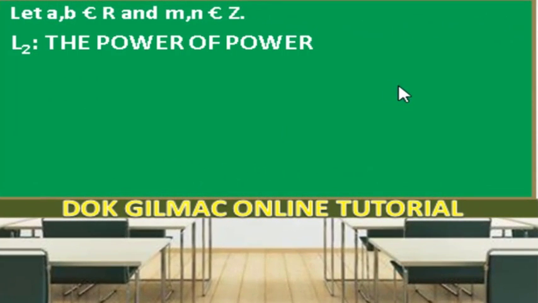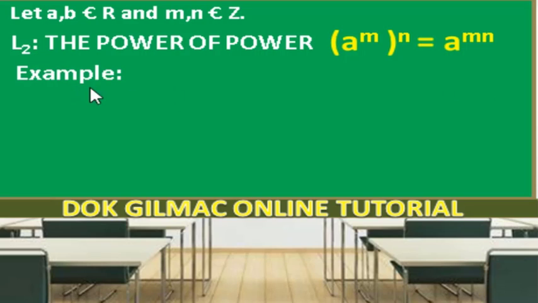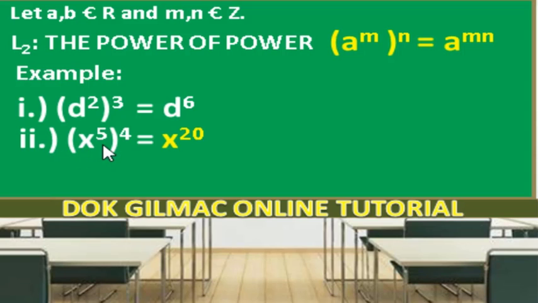Consider the power of a power, that is, quantity a raised to m is raised to another integer n. It's just equal to a raised to m times n. Consider illustrative example number 1: quantity d squared is raised to 3. Is simply equal to d raised to 2 times 3, or simply equal to d raised to 6. Number 2: quantity x raised to 5 is raised to 4, which is just equal to x raised to 5 times 4, which is just equal to x raised to 20.